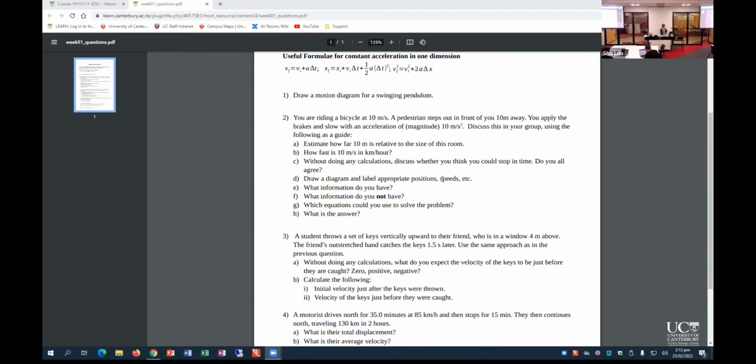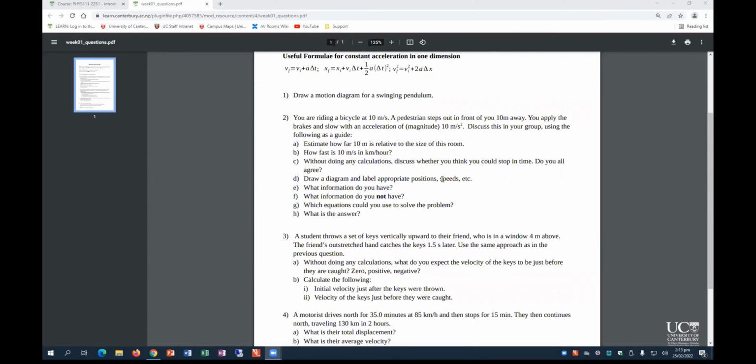This represents 3 different scenarios. If the velocity equals 0, it means the key is caught when its velocity equals 0. Scenario 2, positive, means the key tossed up is slowing down, but on the way to the highest point, your friend catches it. The next scenario is negative, which means the key goes up, stops, and comes down. So these are the 3 different scenarios.